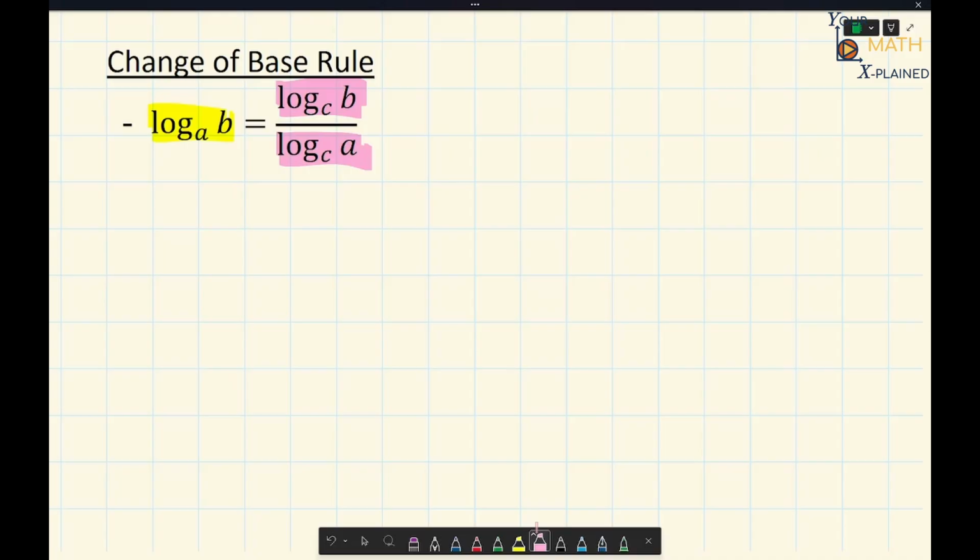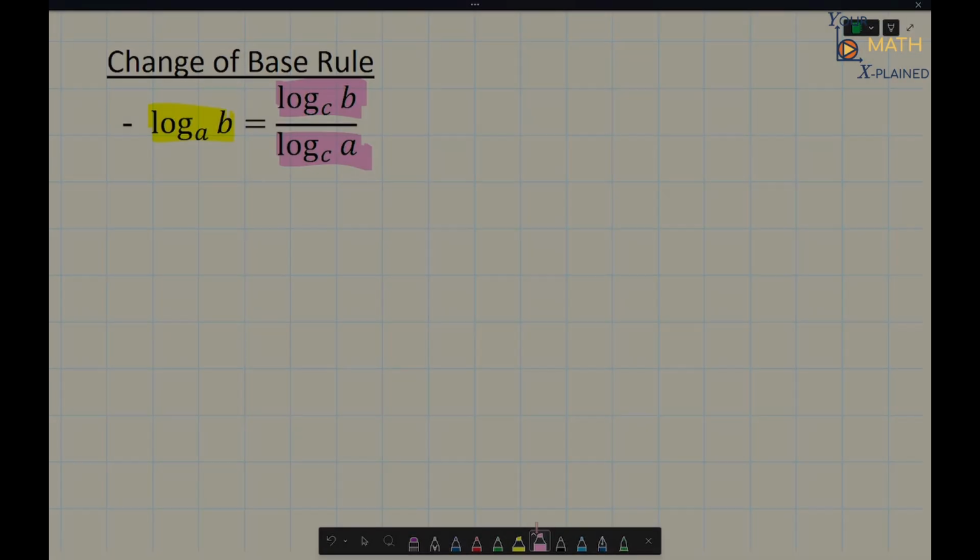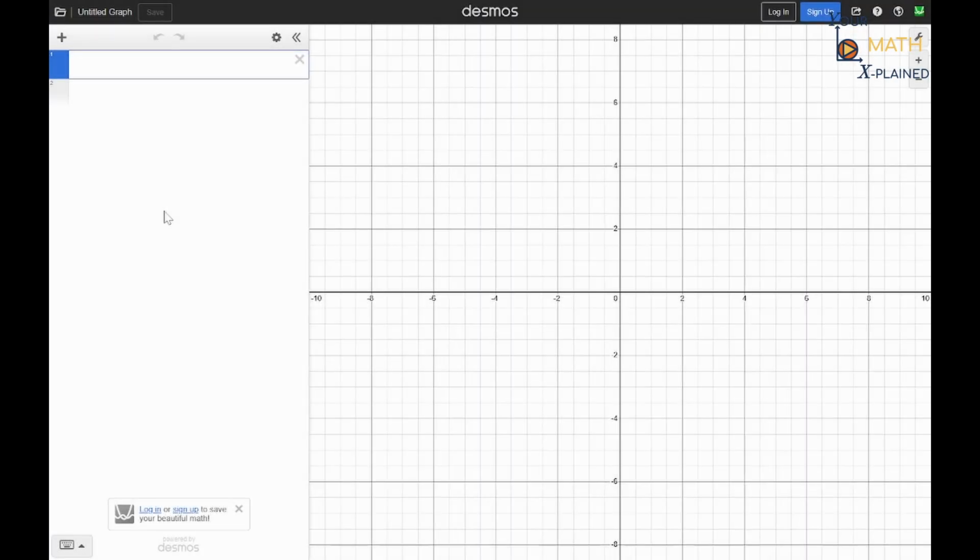At the beginning of the video, I said that for the product and quotient rule, you can only use them when we have the same base. So this change of base rule will help you when you actually get two expressions with different bases. So let's take a quick look at an example. Suppose that we have log base 2 of 5. So that is equal to this decimal number here.